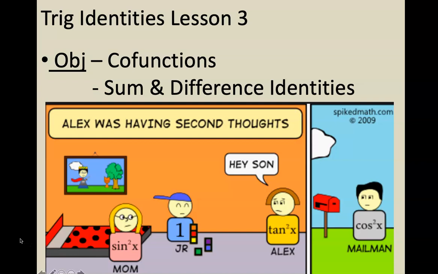So, I saw a little cartoon here. I thought you might get a kick out of it. If you know trig identities, it's funny as heck. If not, well, you do you. I'll leave it at that.